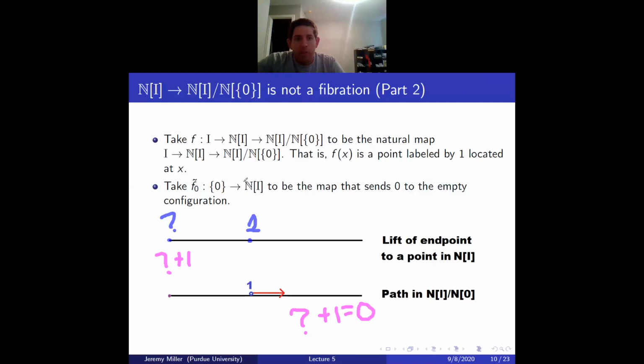Yeah, so if you have any monoid that's not a group, pick some element that doesn't have an inverse, and replace one with that element, you're going to get this equation, and you won't be able to solve the equation, so the map won't be a fibration.